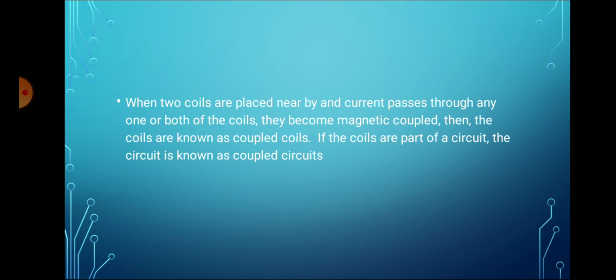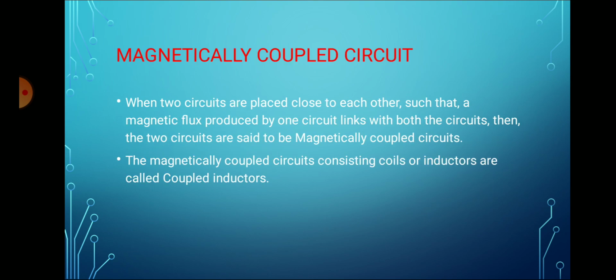The two circuits are said to be coupled when energy transfer takes place from one circuit to the other when one of the circuits is energized. The coupling may be conductive, inductive or magnetic. When two coils are placed nearby and current passes through any one or both of the coils, they become magnetically coupled. Then the coils are known as coupled coils. If the coils are part of a circuit, it is known as a coupled circuit.